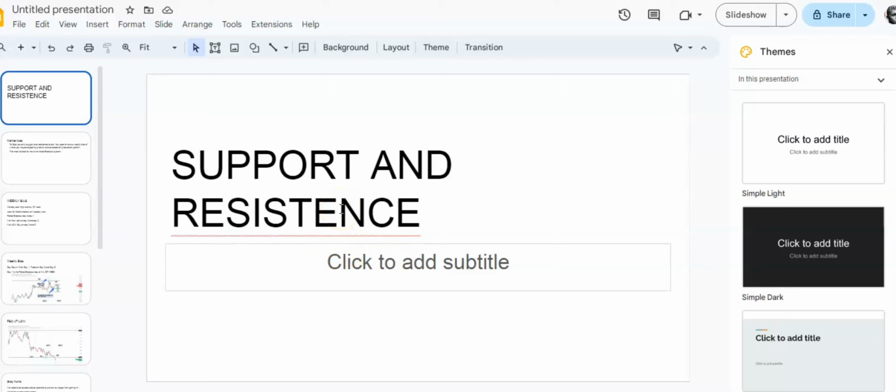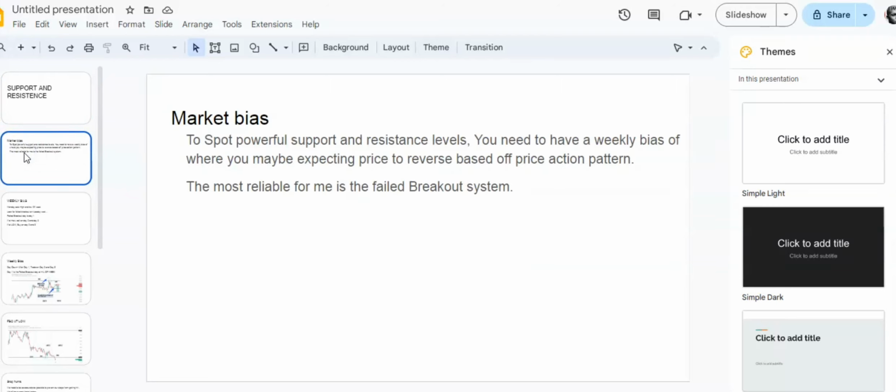So, support and resistance. In order for you to be able to successfully trade support and resistance, you need to have a market bias. You need to be able to spot powerful support and resistance levels where you expect price to reverse off of them based off of price action. You are not just looking at the high or the low. You know, based off of price action previously, that there is a high probability we can have a reversal here.